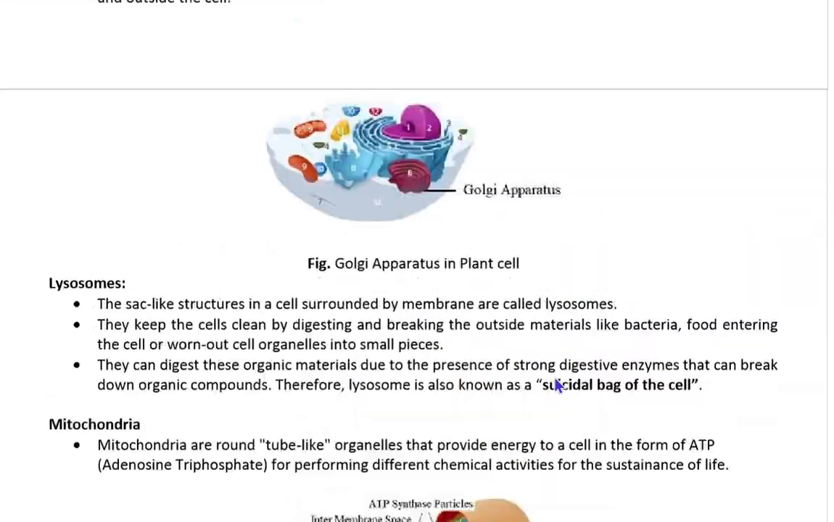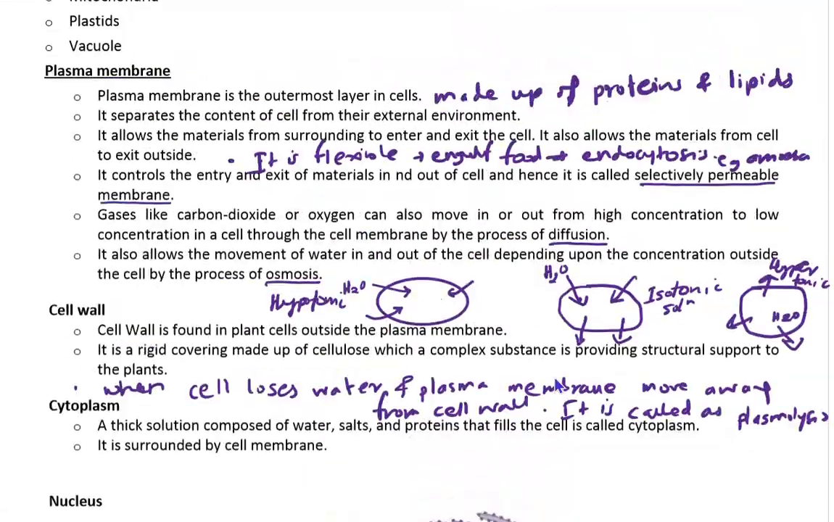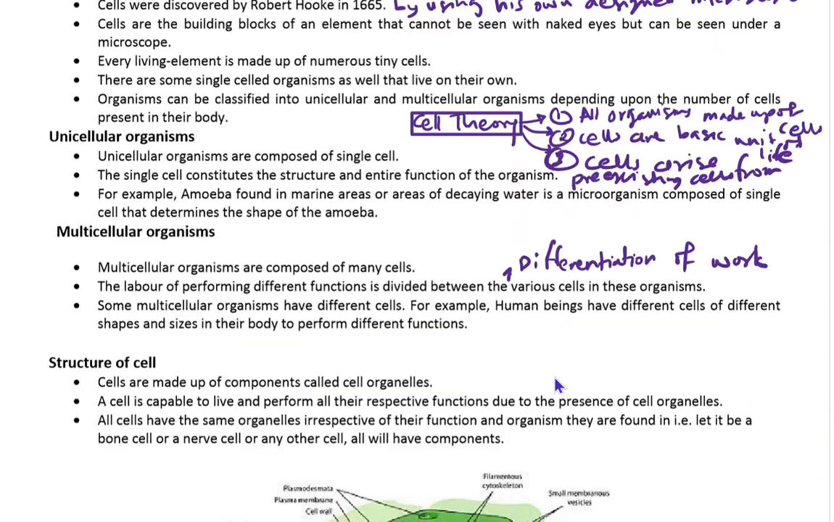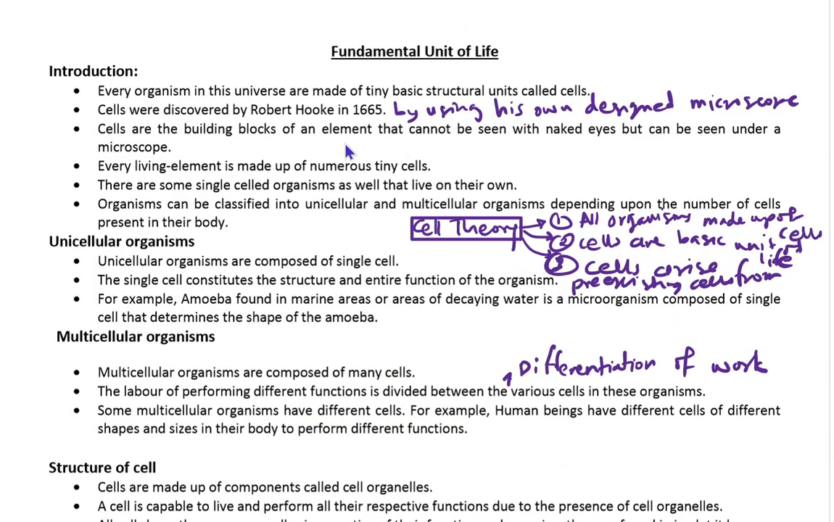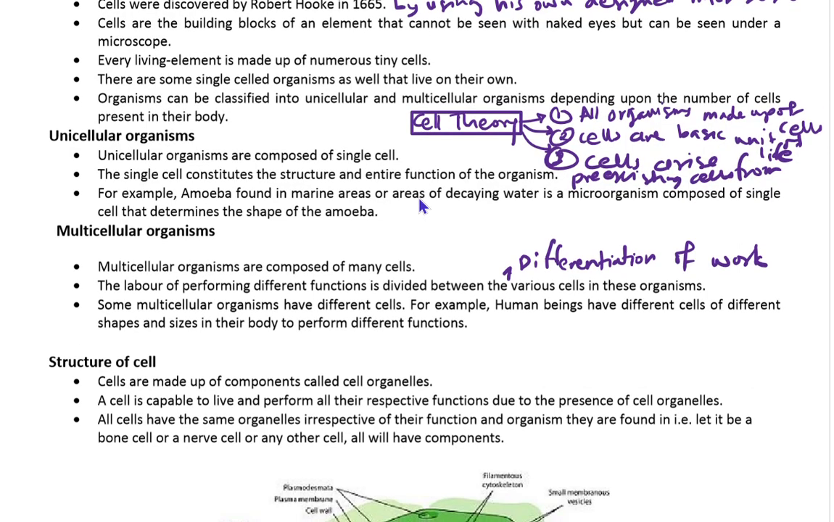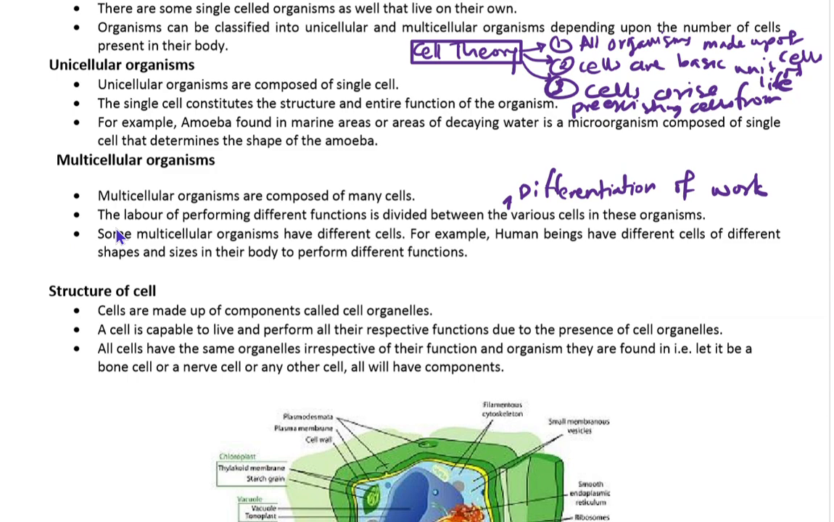Today in this lecture, let us summarize everything. We discussed how cell is discovered. It was discovered by Robert Hooke in 1665 by his own design microscope. All organisms are made up of cells. Cell is the basic structural and functional unit of life. All new cells arise from pre-existing cells. Depending on number of cells, organisms are classified as unicellular or multicellular organisms.